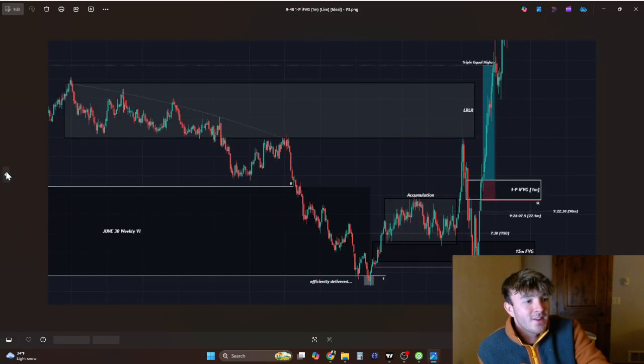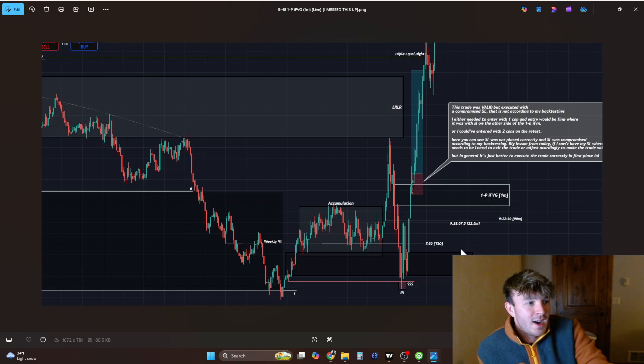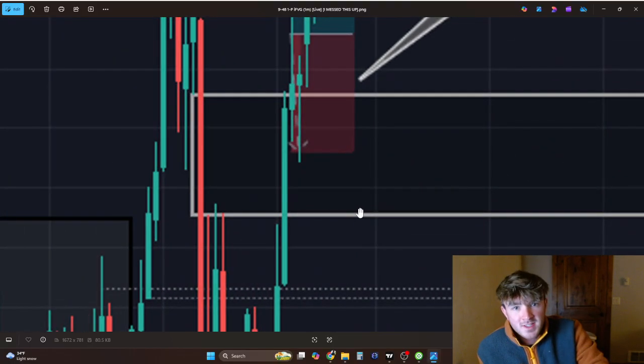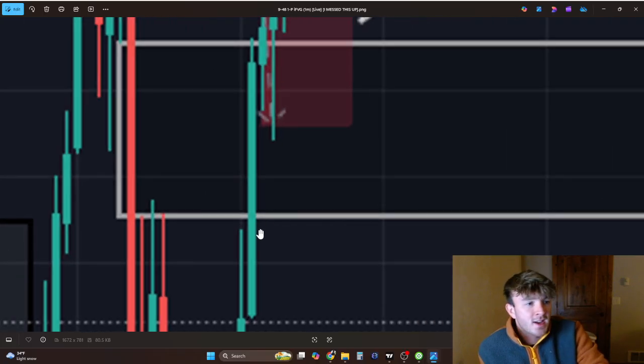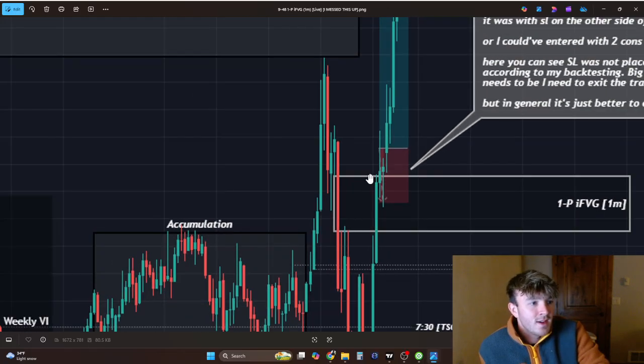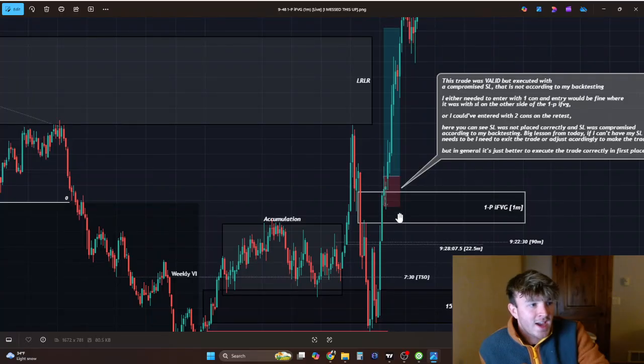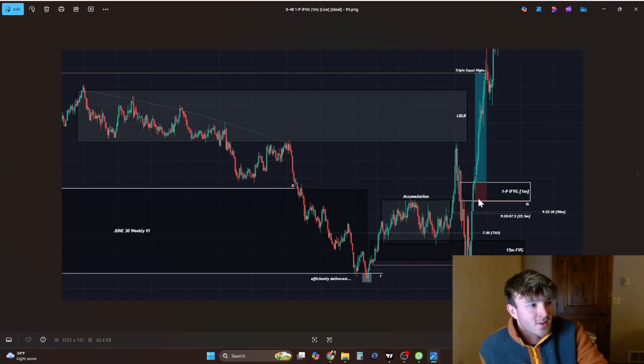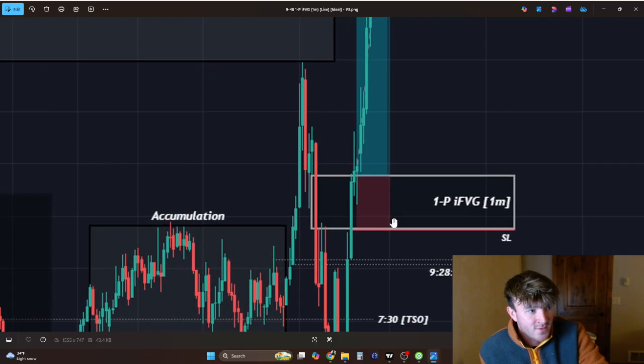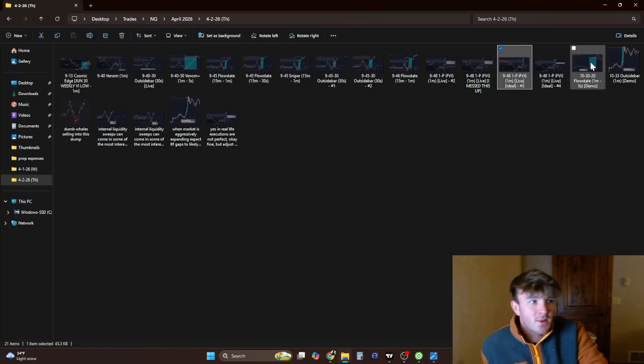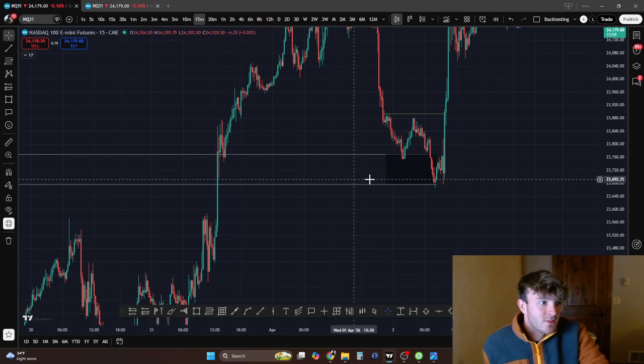Unfortunately, very unfortunately for me, I misexecuted it. You can read all this if you want, but basically I misexecuted it because my stop loss is compromised. My stop loss needs to be behind the other side of this first center for value gap, and it wasn't. So I had to enter with 1 con. I entered accidentally with 2 cons. If I entered with 2 cons, it would have had to be on the retest of that first center for value gap. So anyway, messed that up. Whatever. We move on.